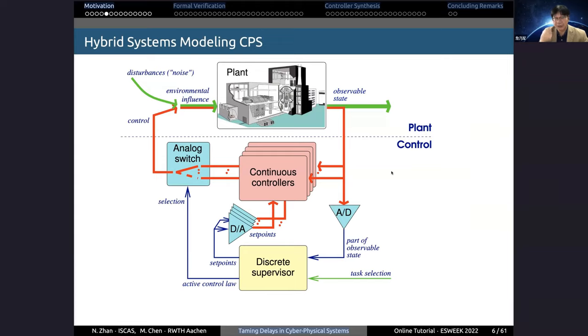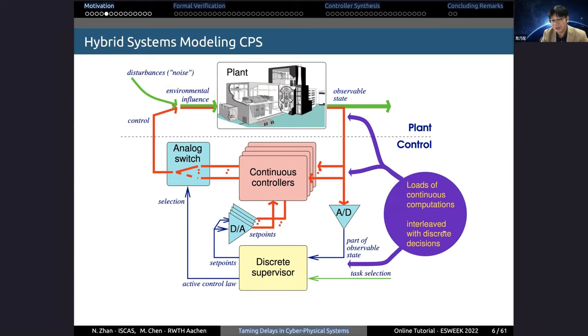Actually, to deal with the delay, we need to have a model first. Currently, hybrid automata is a commonly used model for cyber physical systems. Here in a hybrid system, the system can contain two parts, the plant part and the control part. The control part collects data of the plant part via sensors, then performs a load of continuous computation interleaved with discrete decisions, then computes a control command. The actuator will issue the control command to the plant part, like in this picture.